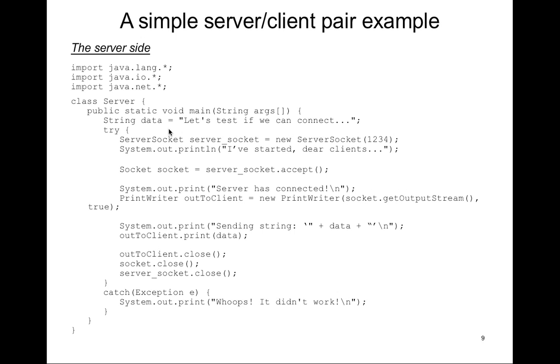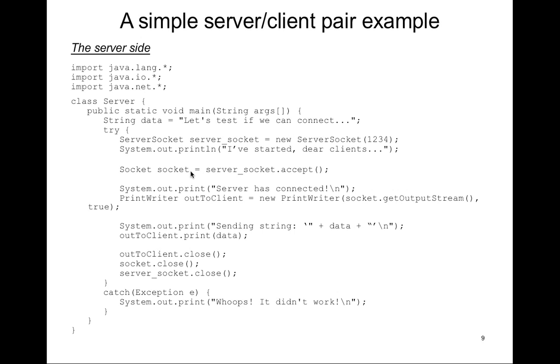String data, "test if we can connect," just a piece of information that's going to be sent. So here on the try, we're going to put everything that's going to cause an exception in the try, if you remember that. ServerSocket is equal to new ServerSocket(1234). That's the port. So it's just the port. So System.out: "I've started, dear clients." It's just going to sit there and probably announce its port, actually.